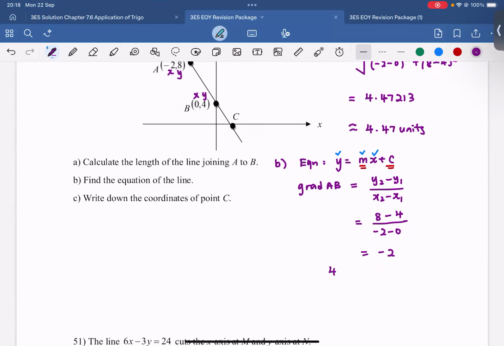So the y is 4, the m is minus 2, the x is 0 plus c. Then you find c. C is just 4. Okay, so what you do now, put in the m, which is negative 2, put in the c, which is plus 4. That is the equation of your line.